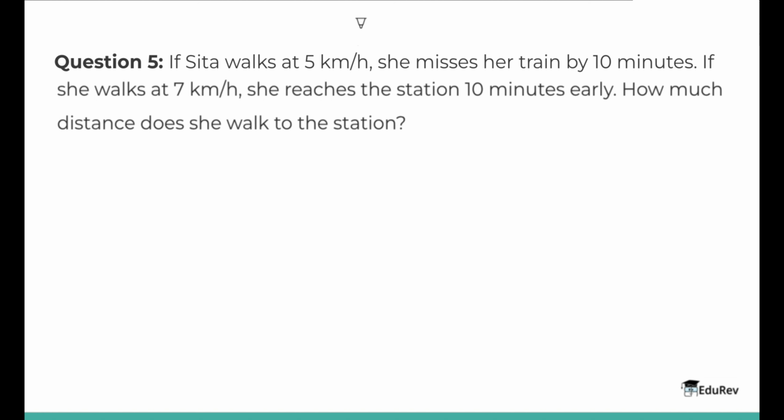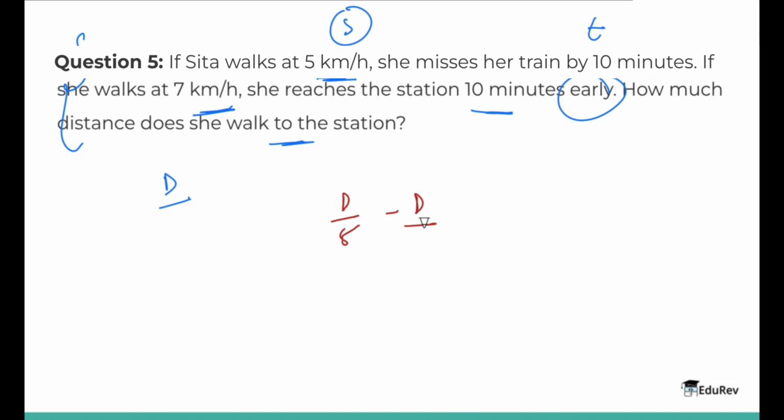This question states what? If Sita walks at 5 kilometers per hour, she misses her train by 10 minutes. So this is your speed and this is your time. Now if she walks at 7 kilometers per hour, she reaches the station 10 minutes early. How much distance does she walk to the station? So let the distance be d. So what is the equation which I am going to formulate with the help of this? The equation that I am going to formulate is simple. That is d by 5 minus d by 7 equals 10 plus 10 by 60. This is 7. So d by 5 minus d by 7 equals 10 plus 10 by 60.